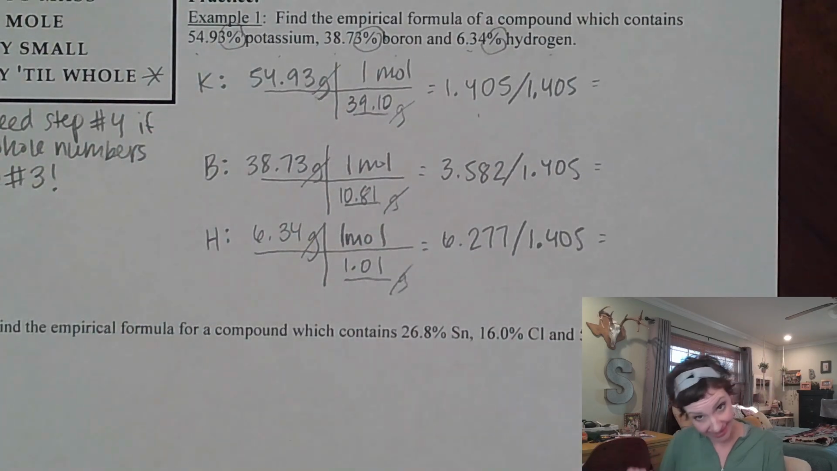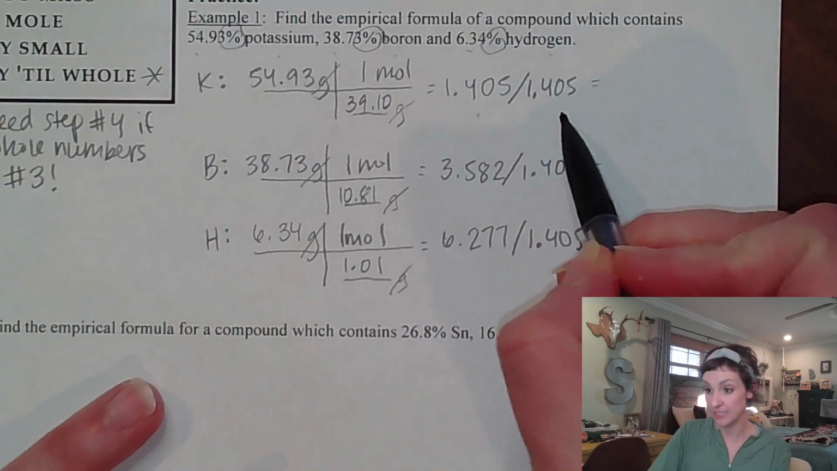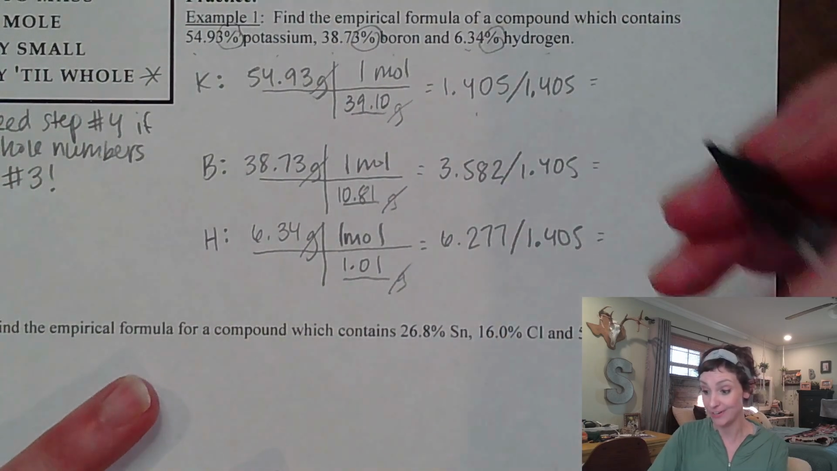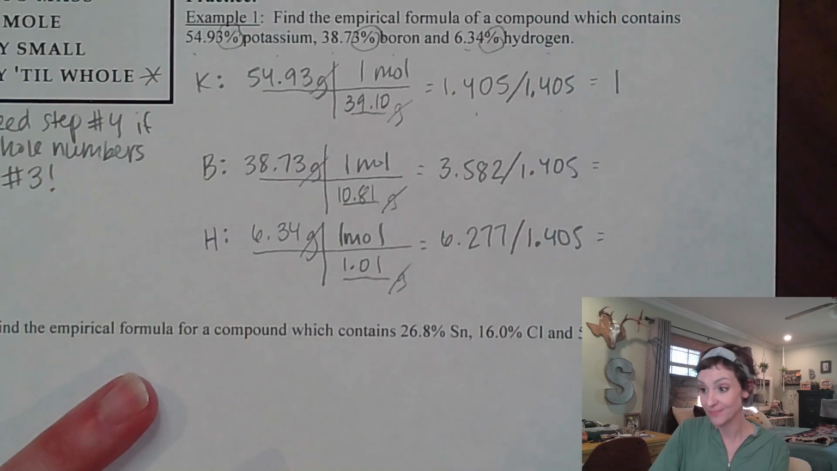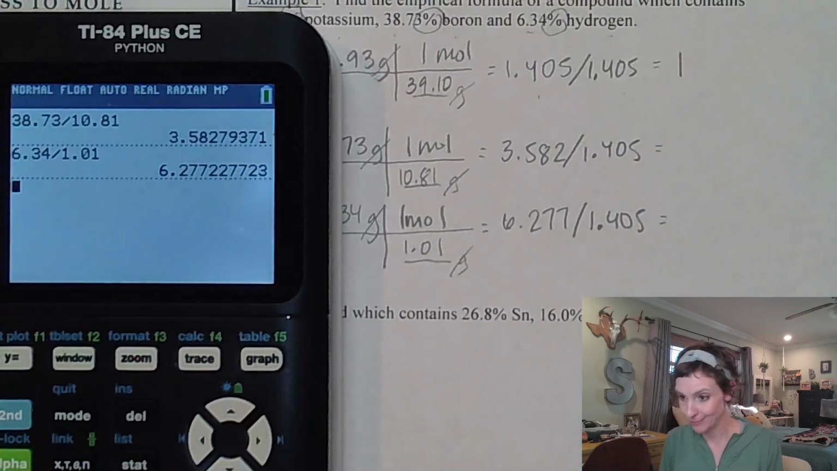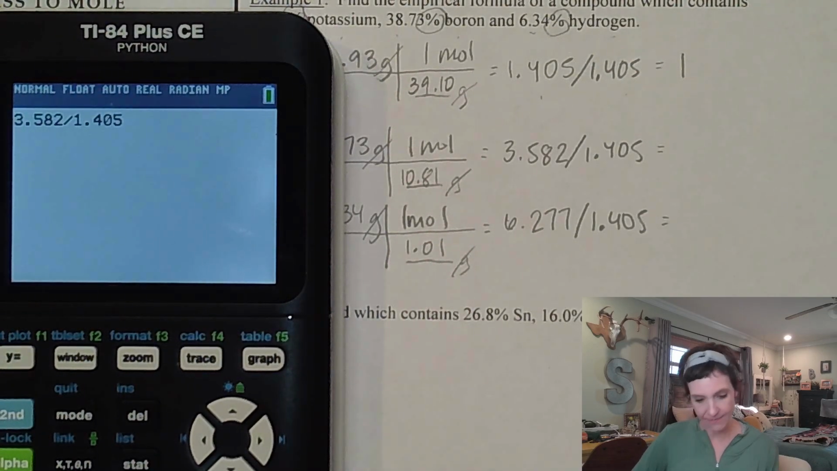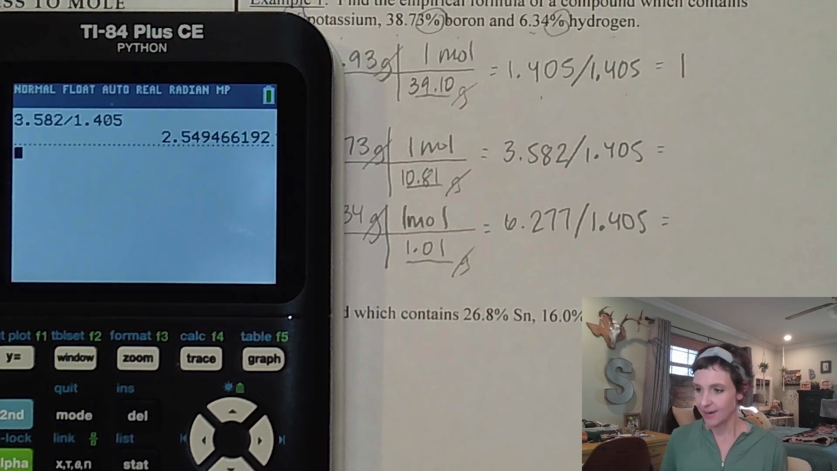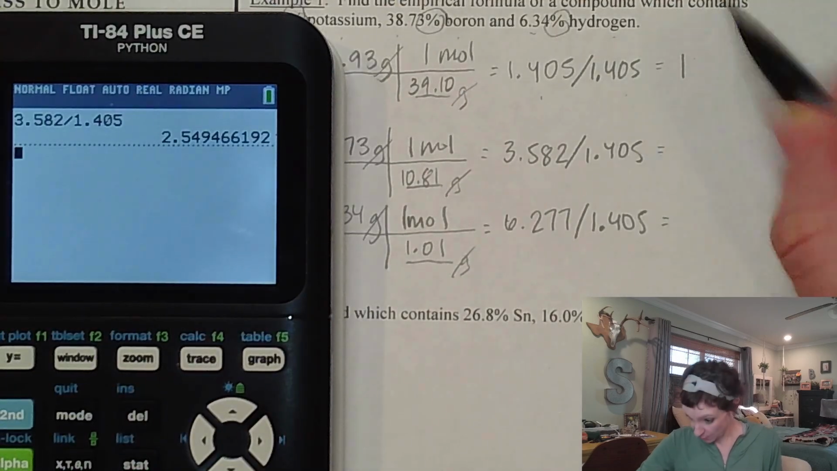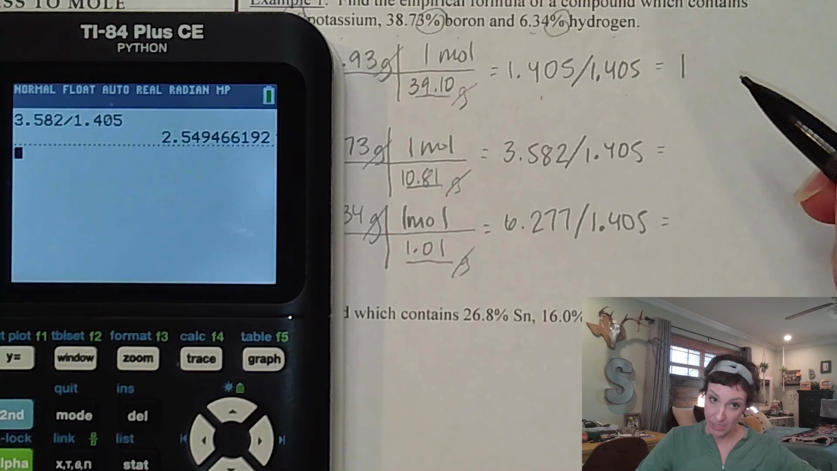So we're now dividing by small, step number 3. For this potassium, guess what? Itself divided by itself is going to be a 1. For the other ones, I need to grab my calculator. Okay, so I go 3.582 divided by 1.405, and I get, all right. So let me tell you about the result, meaning what you get after the divide by small step 3.